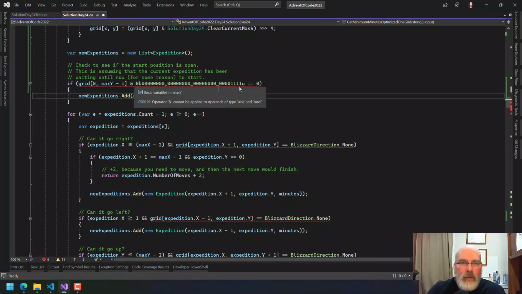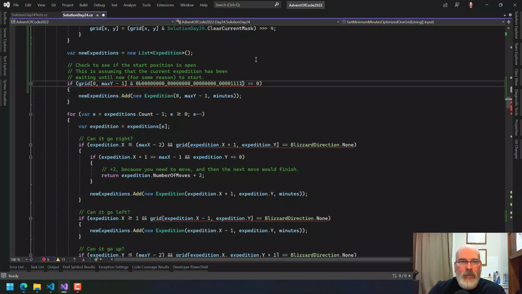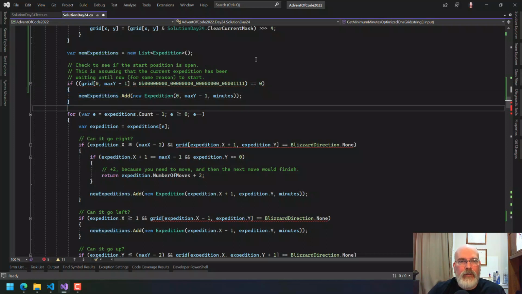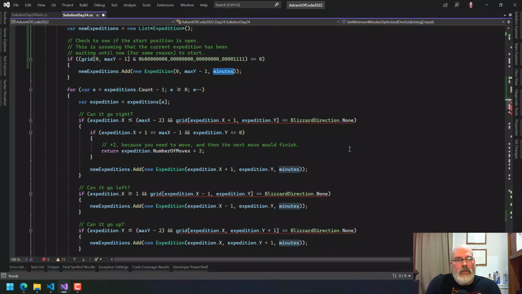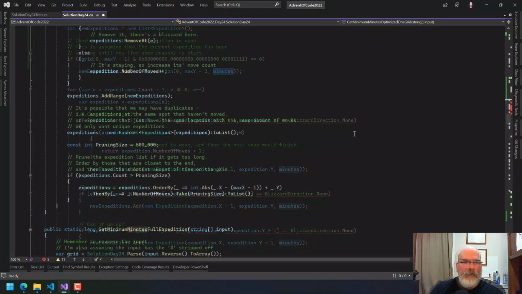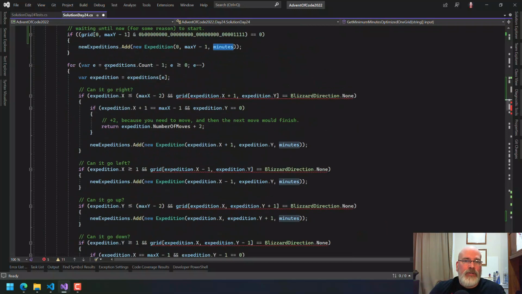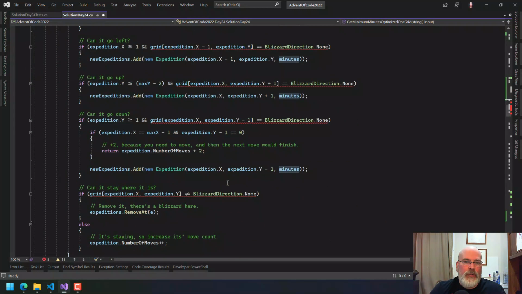Now what we can do is say, move the expedition into 0 at that minutes. Okay. Can it go right? It's so critical to get these right. And then this is the only section left that we have to do anything at.